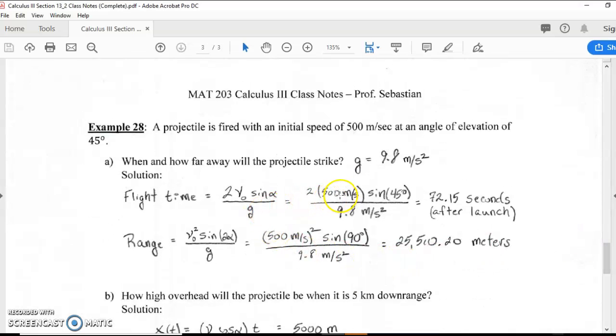So it's 2 times 500 meters per second times the sine of 45 degrees divided by 9.8 meters per second squared, which if you simplify that comes out to be about 72.15 seconds after launch.